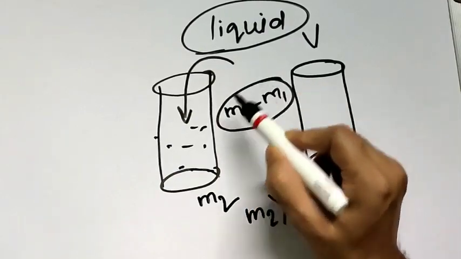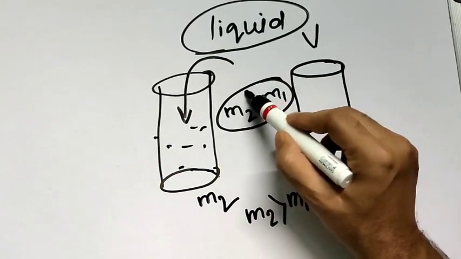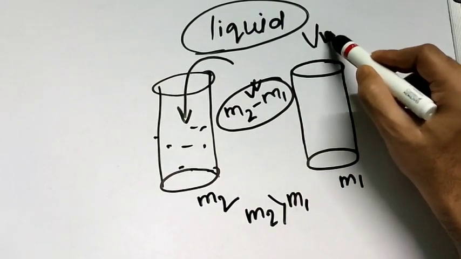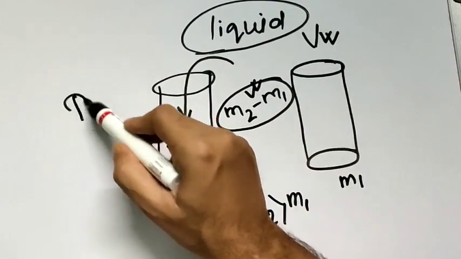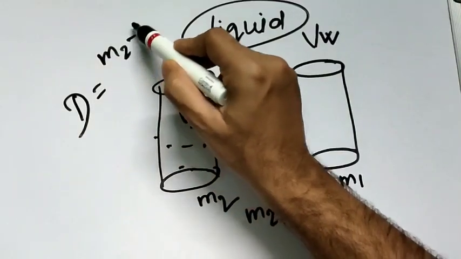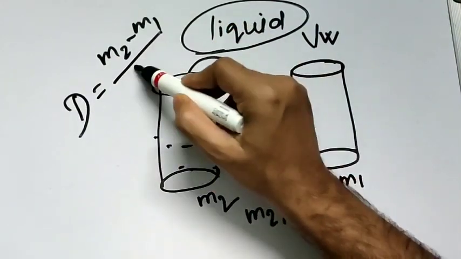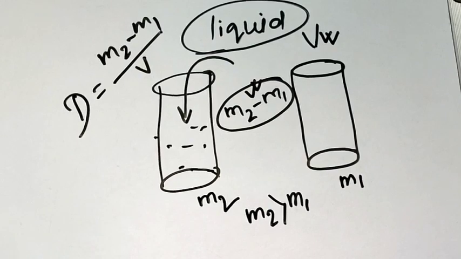This is the mass of the liquid, and when we know the mass of the liquid and when the volume of the liquid is given, then it is very easy to find out the density. That is (m2 minus m1) by V. This is the process how you are going to find out the density of a given liquid.